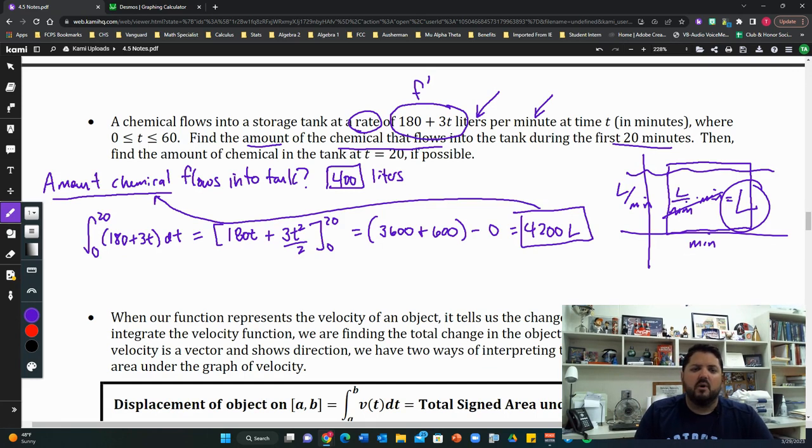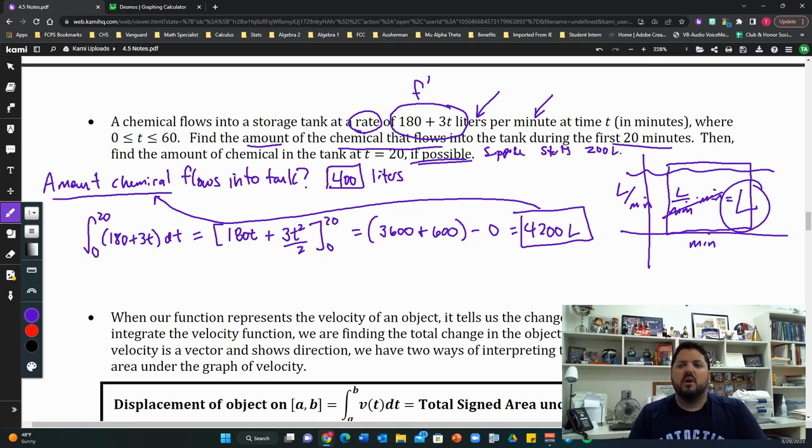So for the second part, it says find the amount of chemical, total amount of chemical in the tank at t equals 20 if possible. But in this case, it's just not. So what they would have to provide us with to answer this would be, suppose the tank starts with 200 liters in the tank.